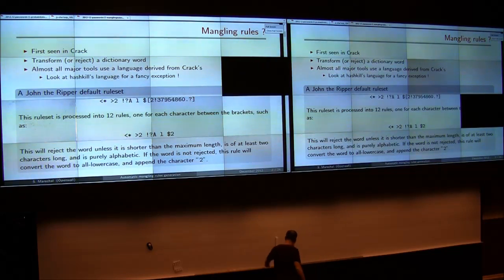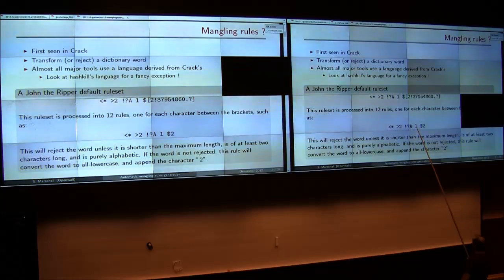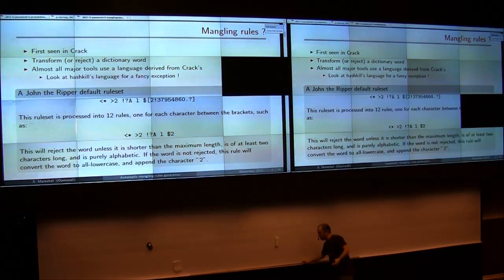So this actually comes from John the Ripper's default rule set, and is in itself a rule set, because John the Ripper has a preprocessor, and those brackets you see here and here are actually preprocessor directives, which means that this line will be expanded into 12 lines, and the first one will be this line. And this means that you will reject the word that comes from the word list when it is longer than the maximum length, when it is not at least 2 characters long, and when it is not purely alphabetic. And in case it is not rejected, you will lowercase it and append 2. So that's the kind of thing you do with mangling rules.